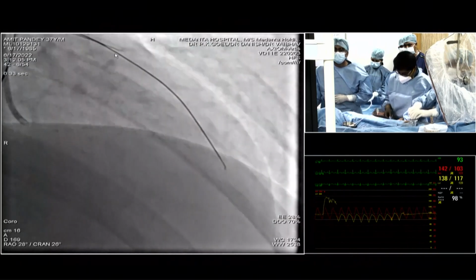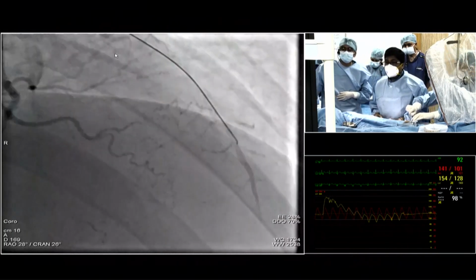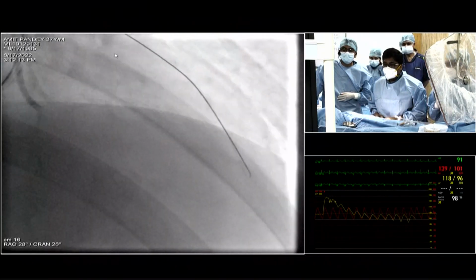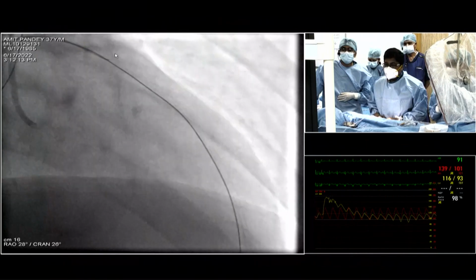I am in, I think. It looks like you're in. Okay. I don't know where you are. But we don't know, guys, how much is subintimal and how much is in. We look like the distal wire is in the vessel. Yeah, now it's in. Now it looks good.